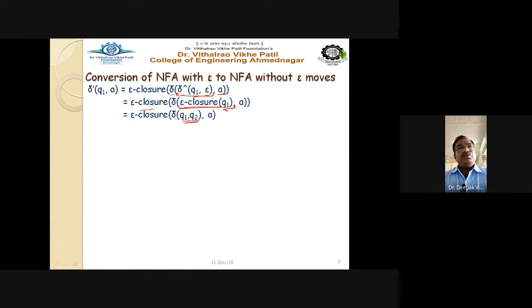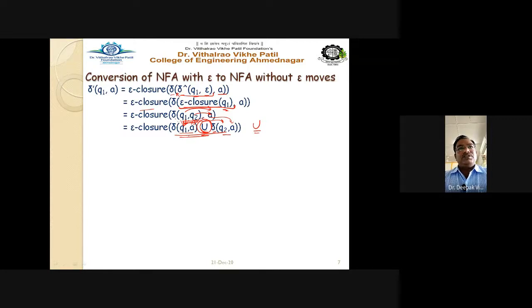So delta of Q1, Q2. How to expand it? See here. Epsilon closure of delta Q1 A union, this is the symbol of union, delta Q2 A. This term we have to expand in this way: delta Q1 A union delta Q2 A, because these are the two states. Q1 is one state and Q2 is another state, and we have to check the transition of each state on the input A. That's why we have expanded it, and we have to take the union. That's why we have put the union symbol here.